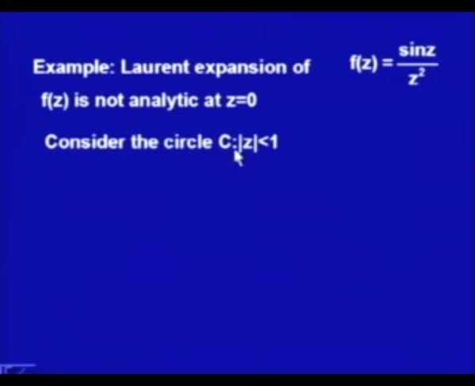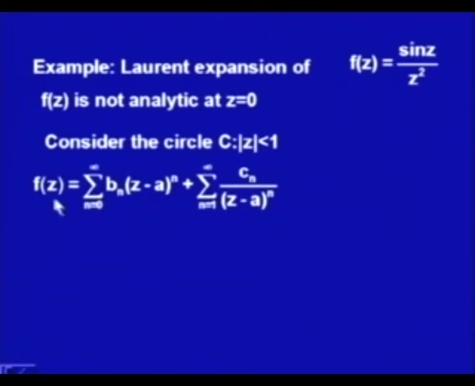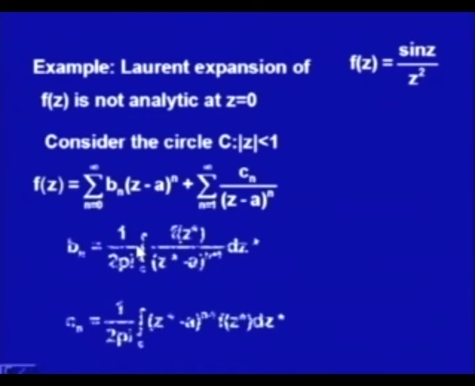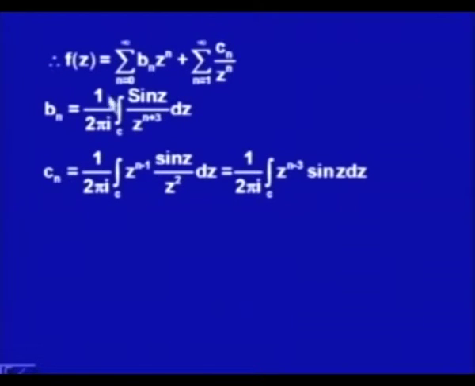So, we consider the circle C modulus z is less than 1, then in this circle we can write down f z as summation b n z minus a raised to power minus n plus summation n is equal to 1 to infinity c n z minus a raised to power n. So, this is in negative powers and this series is in positive powers of z minus a, and here we have to consider that modulus z is positive, and the formulae for b n and c n are obtained as we have already done. So, let us use these formulae to obtain b n and c n.